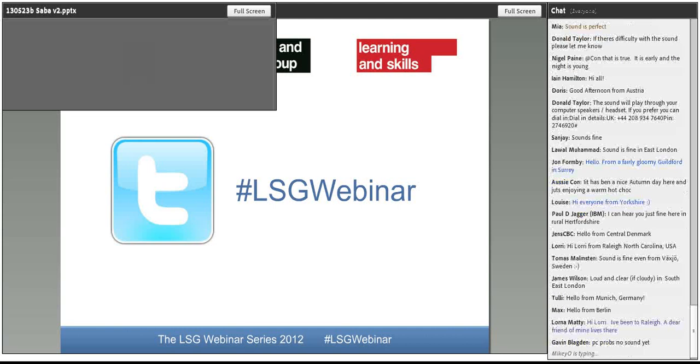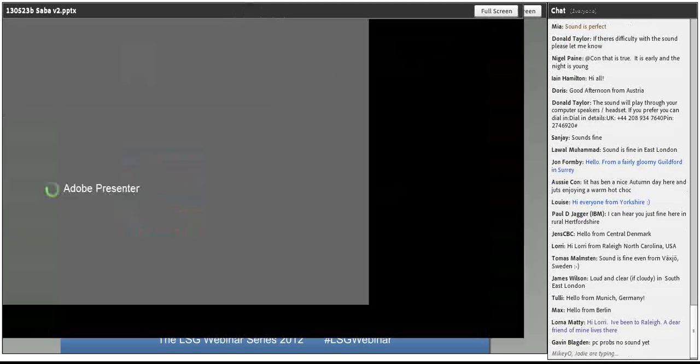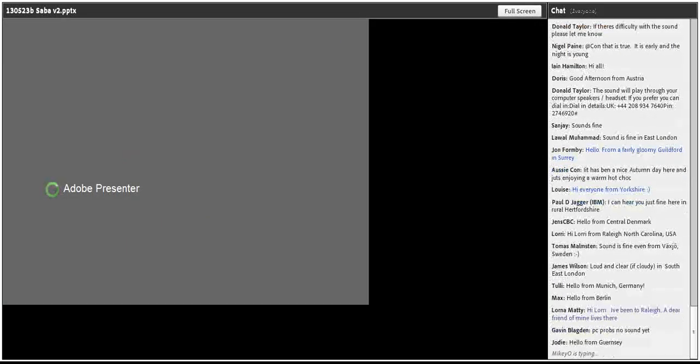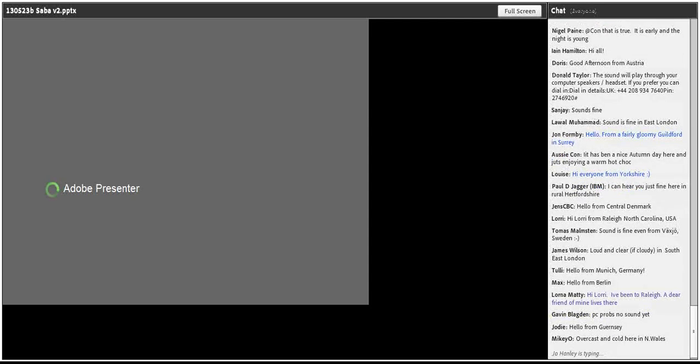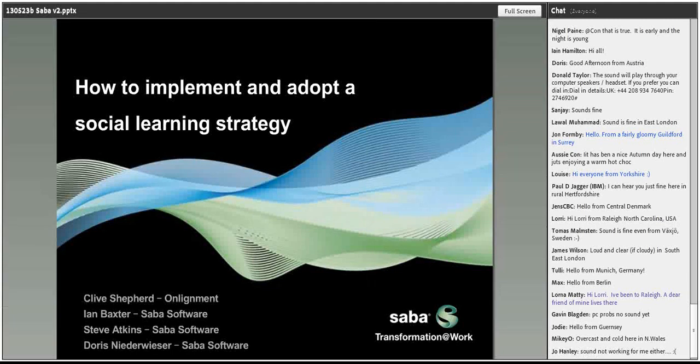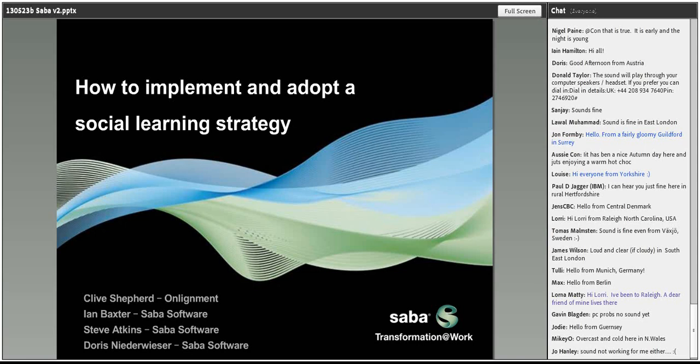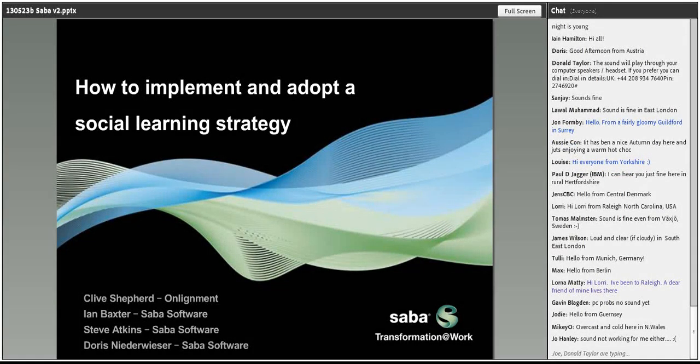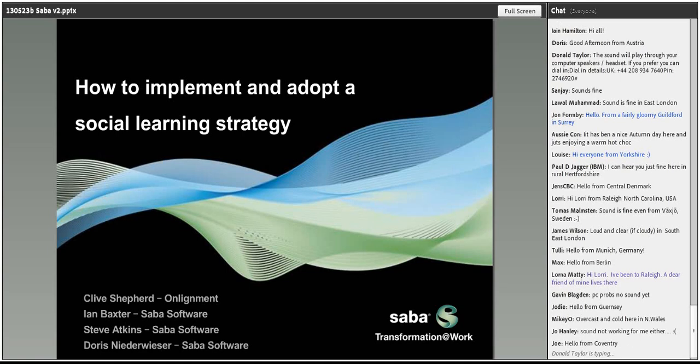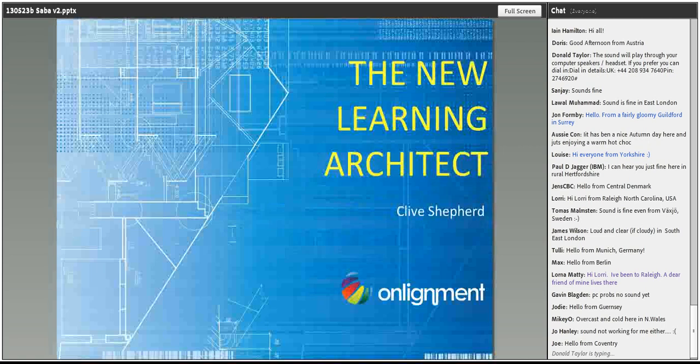Starting off with Clive Shepherd of Onlignment, who's going to be talking us through the first part of how to implement and adopt a social learning strategy. Clive, over to you. Yeah, hi everybody, and glad I could have the opportunity to participate in what is a really interesting session today, I hope. Don talked about the intellectual framework, which of course puts me under a huge amount of pressure, but I believe that's what I am supplying today.